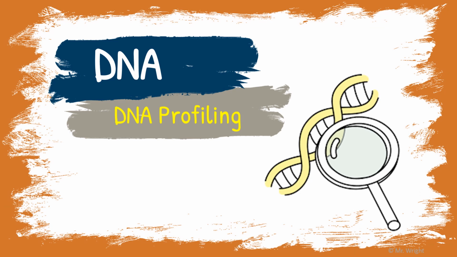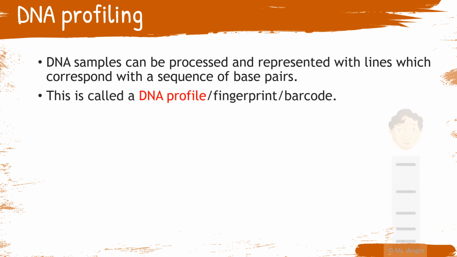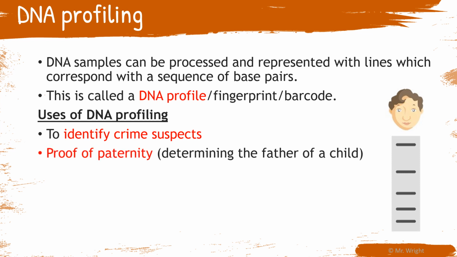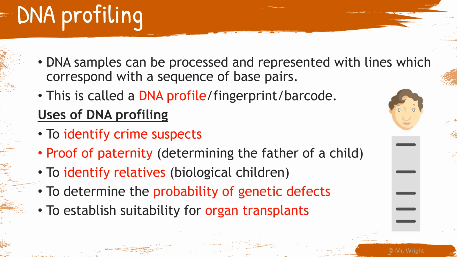Lastly, we're going to look at DNA profiling, which is a technique used by forensic investigators and scientists to analyze the specific DNA that makes up a specific individual. DNA profiling involves taking samples of DNA and processing them so that they can be represented as lines which correspond with a sequence of base pairs. This is called a DNA profile or a DNA fingerprint or barcode. We use DNA profiling to help us identify crime suspects, to show proof of paternity, to identify relatives, to determine the probability of genetic defects, and to establish the suitability of organ transplants.